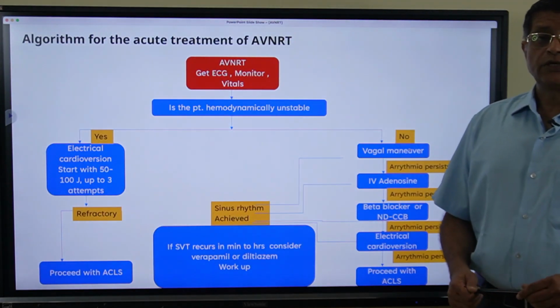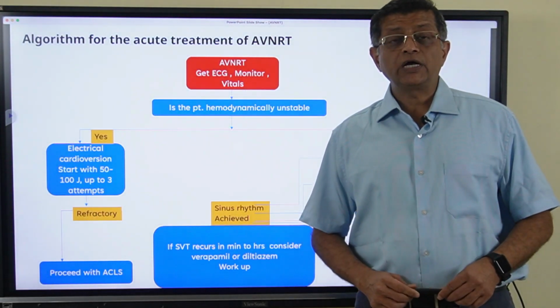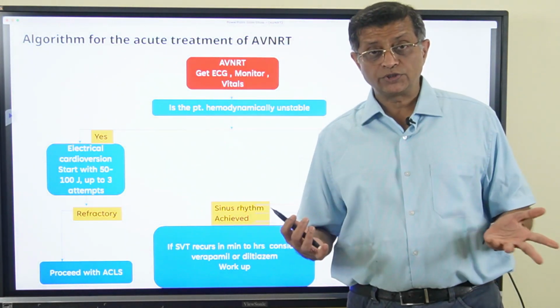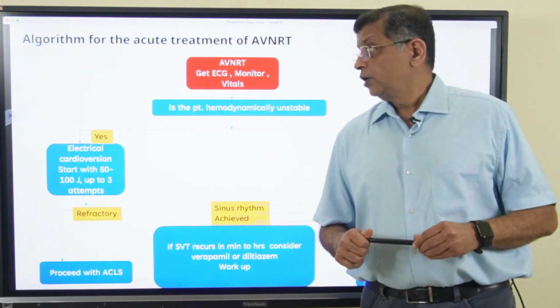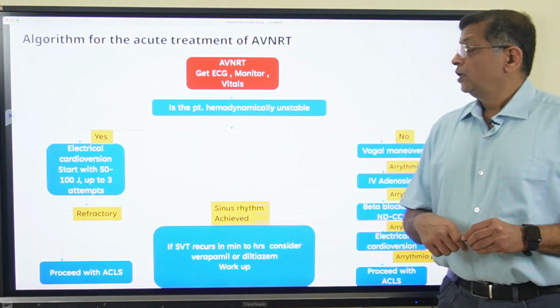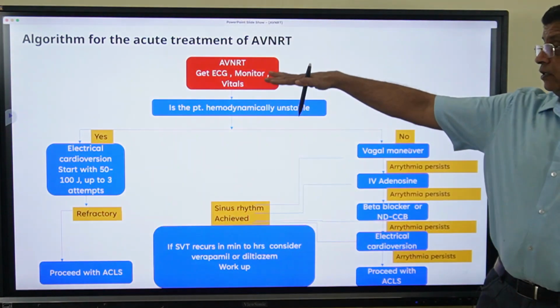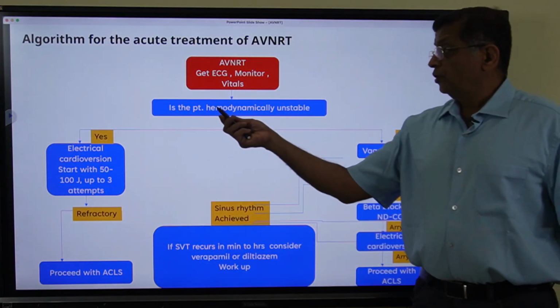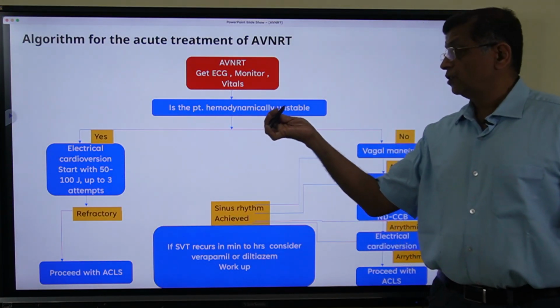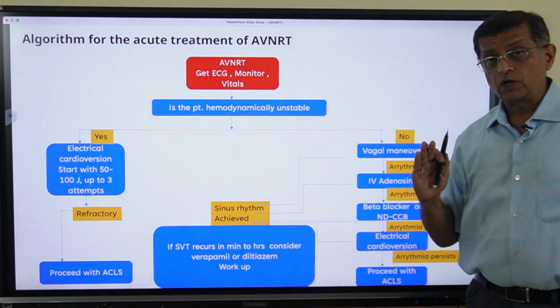Now we have a patient with AVNRT. A patient has supraventricular tachycardia, narrow QRS tachycardia. What do we do? How do we treat this patient? You take the patient on bed, take the vitals, connect the monitor. Now you have to first see whether the patient is hemodynamically unstable or not.